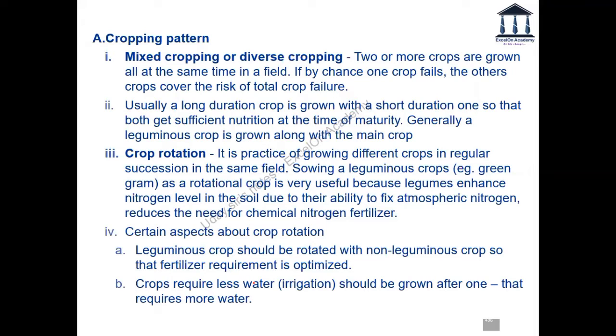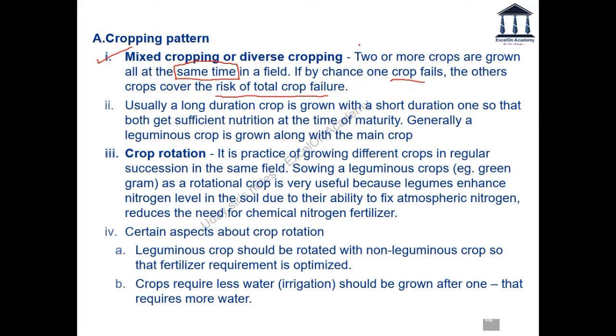The first cropping pattern is called mixed cropping or diverse cropping. What does it say? It says two or more crops are grown all at the same time in the field. The key word here is same time, because there are some techniques where the cropping is done one after another. Now, why does it happen? If one crop fails, the other crop covers the risk of total crop failure.